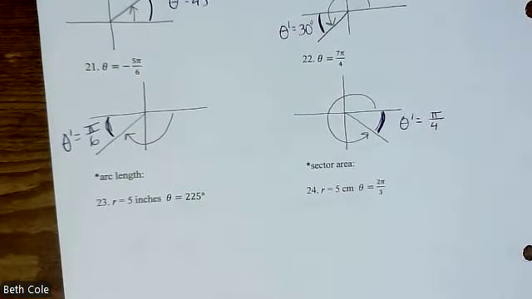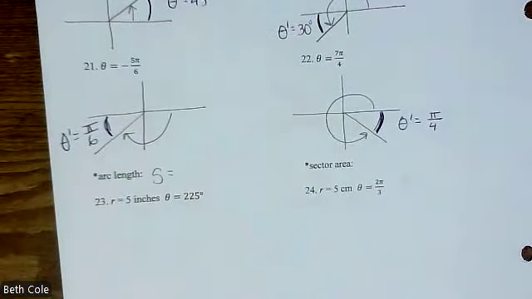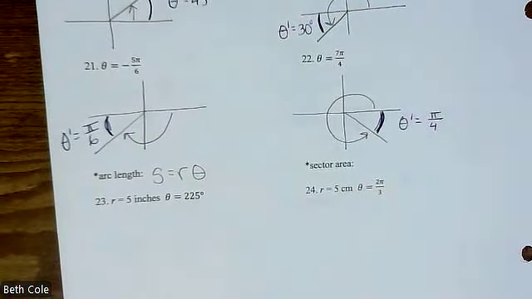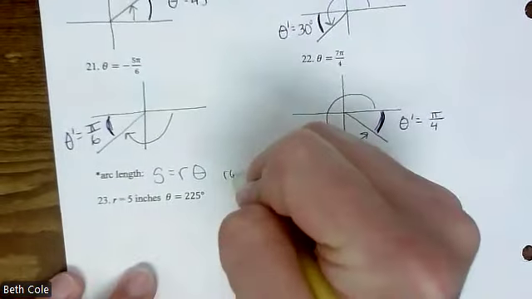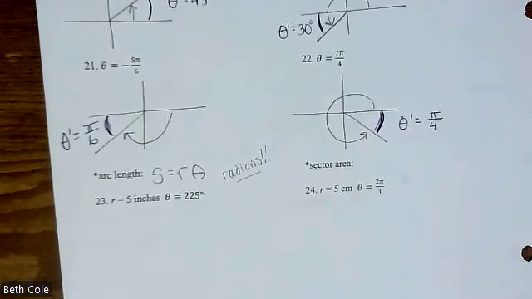All right, and then these last two are these two little formulas that you need to know. Arc length, I don't know why they use S for this, but it is S. It's the easiest formula ever. It's just the radius times the angle, r theta. Now here's the thing though. It needs to be in radians. So if it's not in radians, the first thing you have to do is convert.